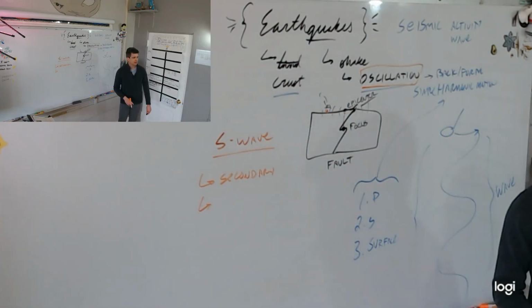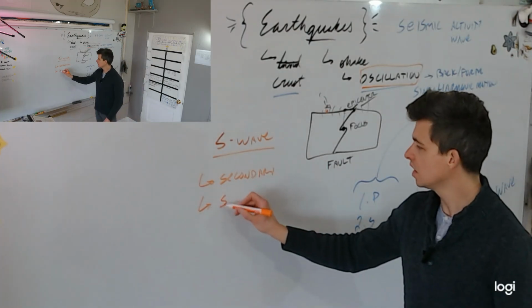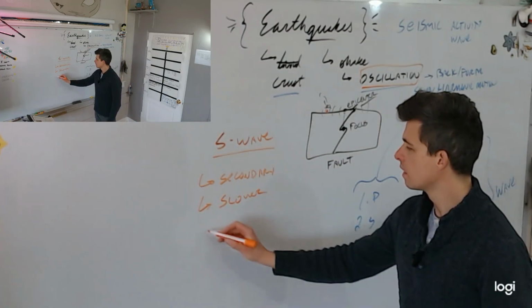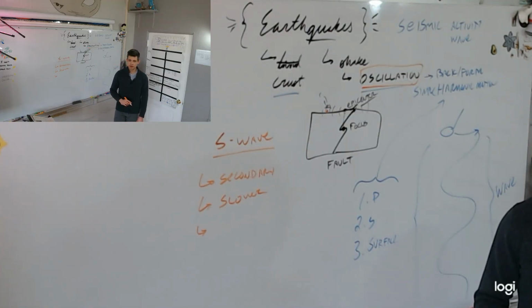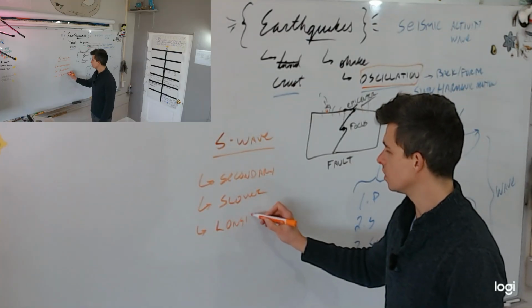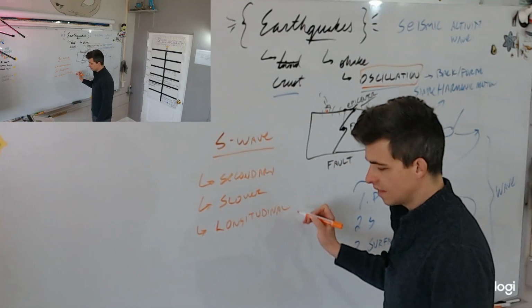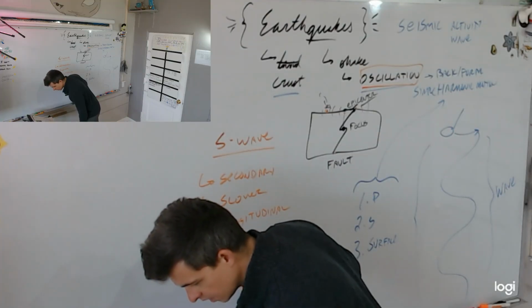S wave. S stands for secondary. Why would they arrive second at the seismological station or seismogram? A little slower. And if a P wave was a transverse wave, how is an S wave going to move? Up and down. It's a longitudinal. I think I might have actually confused these. Hold on. Did I? Yeah, these are transverse waves.